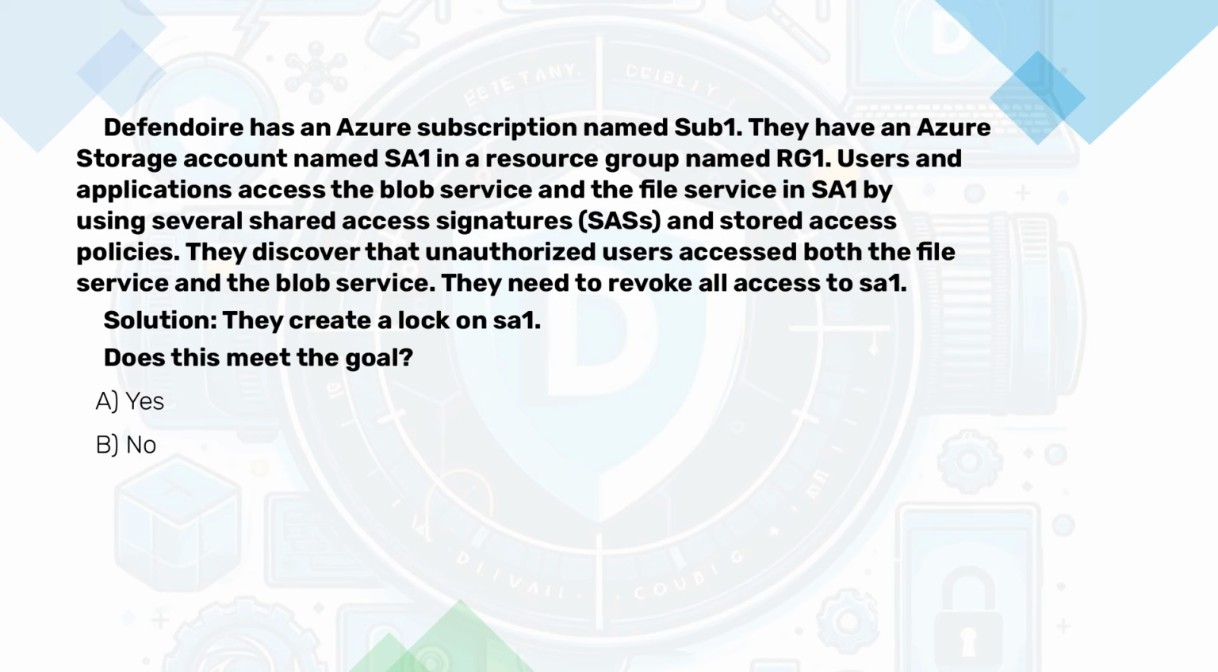We have an Azure subscription. We have an Azure storage account in a resource group. Users and applications access the blob service and the file service in the subscription by using several shared access signatures and stored access policies. We discover that unauthorized users accessed both the file service and the blob service. We need to revoke all access to the subscription. We create a lock on the subscription. Does this meet the goal?